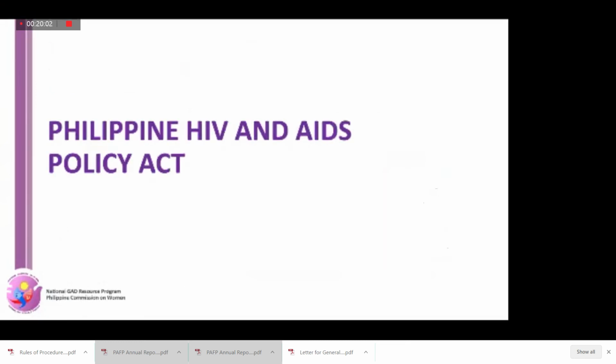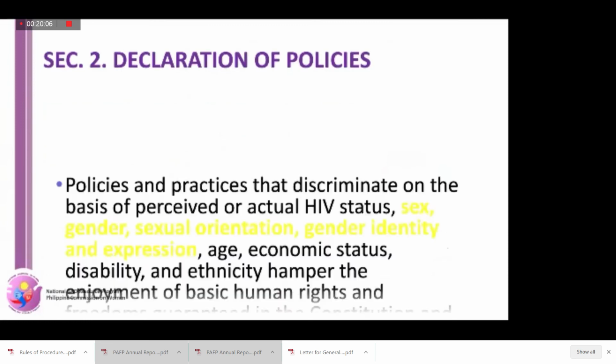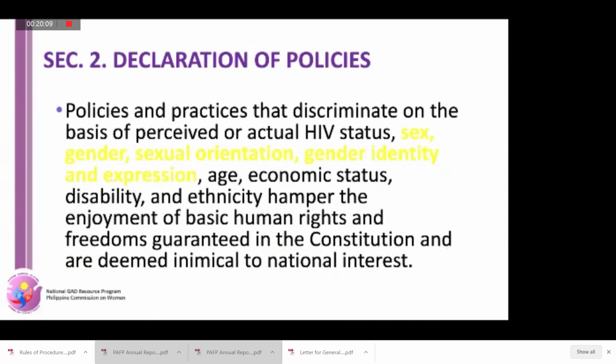Now, this relatively new law, the Philippine HIV and AIDS Policy Act, particularly Section 2, is, I think, the first law which mentioned a categorization on SOGI. SOGI is sexual orientation, gender identity, and expression. So all other policies and practices that discriminate on the basis of perceived or actual HIV status, including SOGI, are inimical to national interest. Can you imagine, if there are practices that discriminate on the SOGI of another person, giving focus to the perceived or actual HIV status, then that can be an act inimical to national interest, a matter of state attention, because it is opposite to what the national interest is all about.